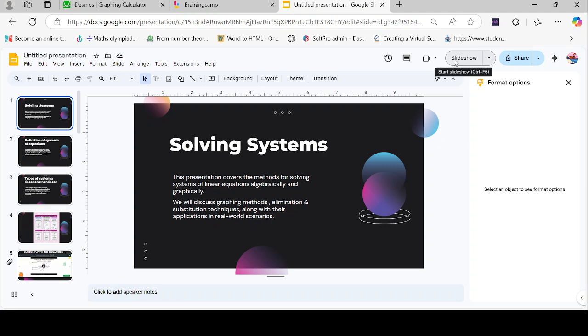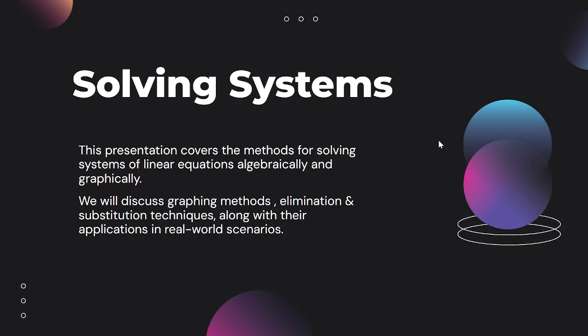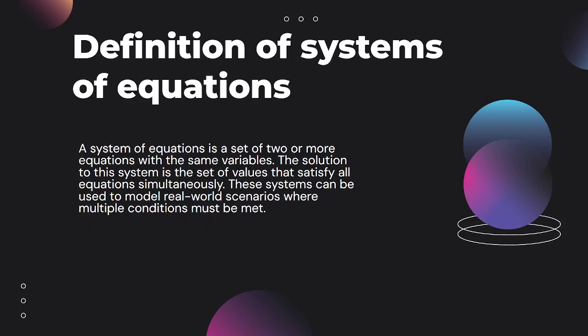So now when we talk about solving system, in this presentation we are going to cover the various methods for solving system of linear equations. We're going to learn how to solve system of equations graphically and algebraically. Now, what is system of equations? A system of equations is a set of two or more equations with the same variable. The solution is the set of values that satisfy all equations simultaneously. This system can be used to model real-world scenarios where multiple conditions must be met.